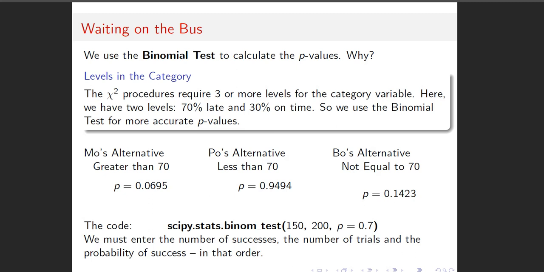Okay, and please notice that this isn't really hard to run. For the binomial test it is just binom underscore test, and then we put the number of successes, comma, the total number of trials, and then the chance of success. And the thing runs. Okay?